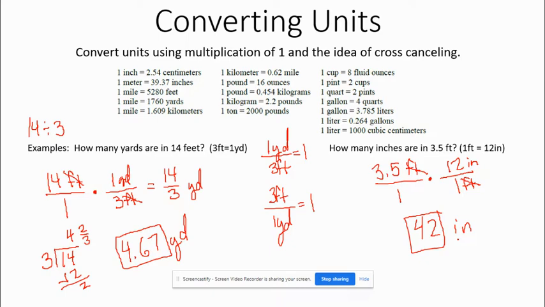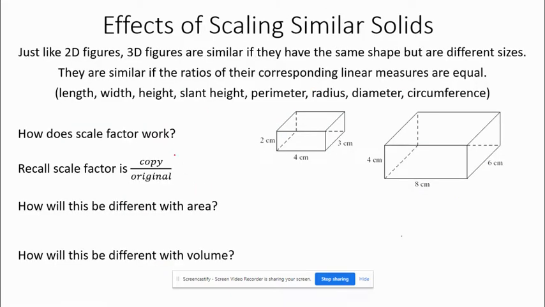We're not going to apply the converting units into the effects of scaling. When you convert the units before you do a calculation or even after, it is going to have an impact on things when we're talking about 2 and 3 dimensional figures. So that's something you could look into further, but the main idea is we just wanted you to be able to convert some things. All right, next task is looking at effects of scaling similar solids.